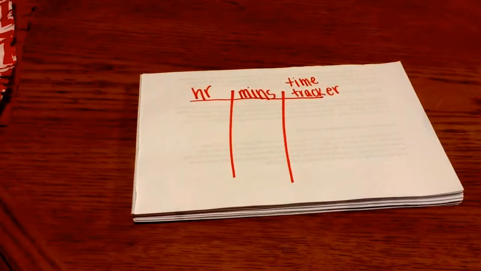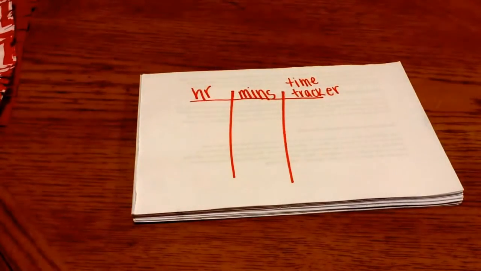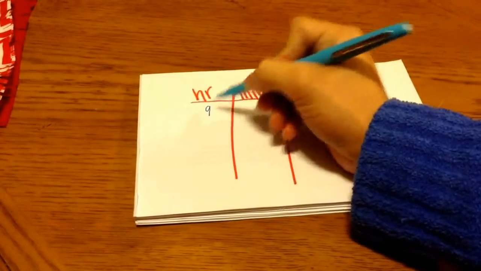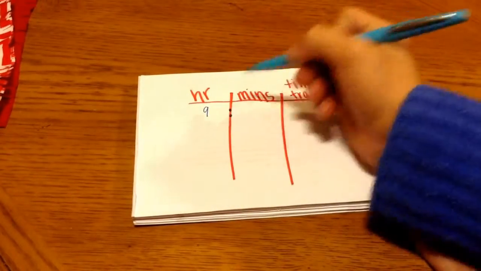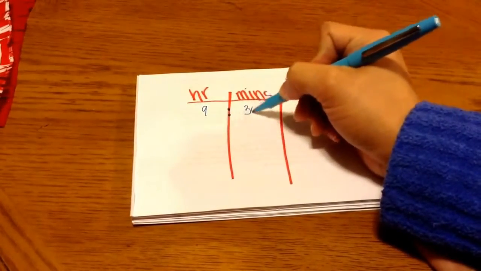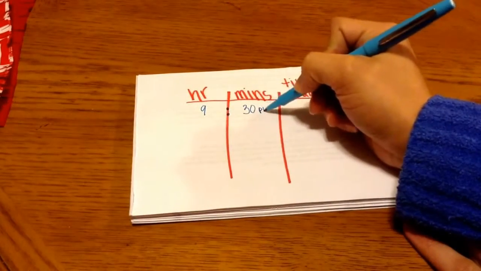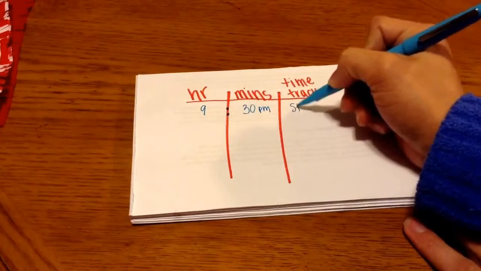So our start time, as the question said, was 9:30 p.m. So we're going to put our hours on the left. We're going to put our minutes, which was 30 minutes. And we're going to establish the time of day, which is p.m. And this was our start time.